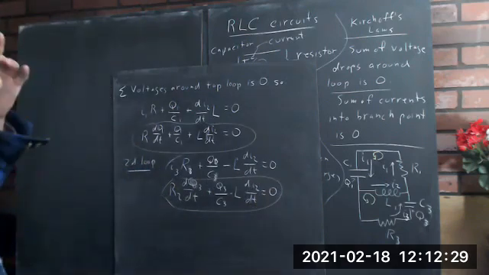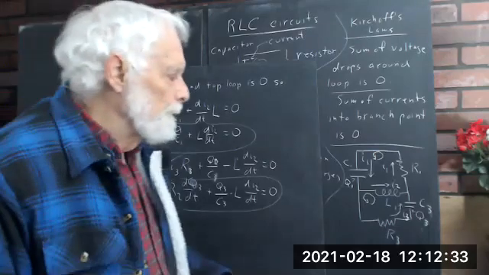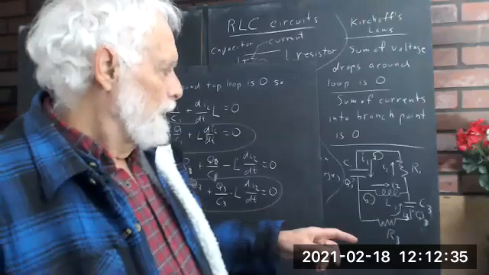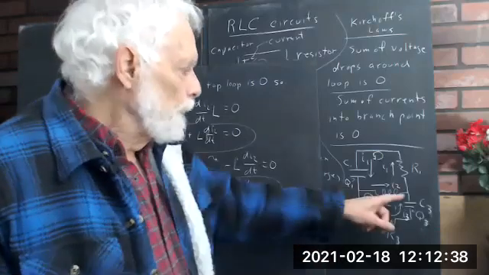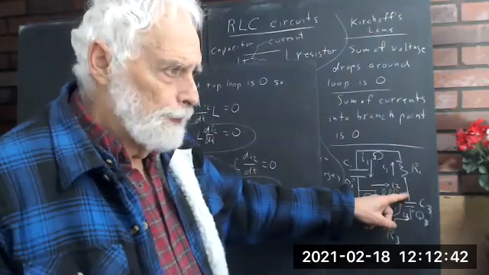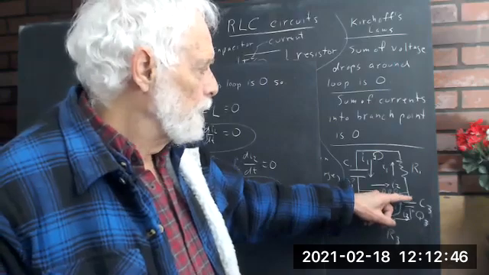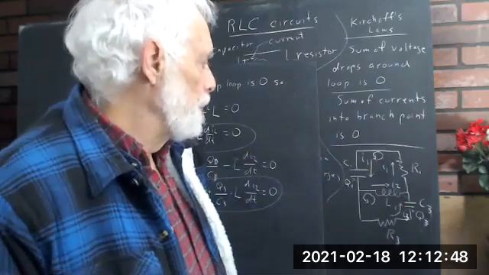Now I can simplify things a bit because if I look at this point, I've got current I3 coming into this point, current I2 coming into this point, and current I1 coming out of this point.